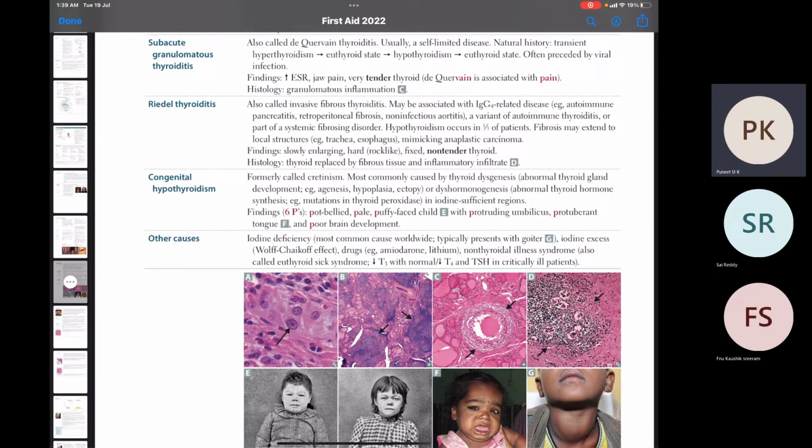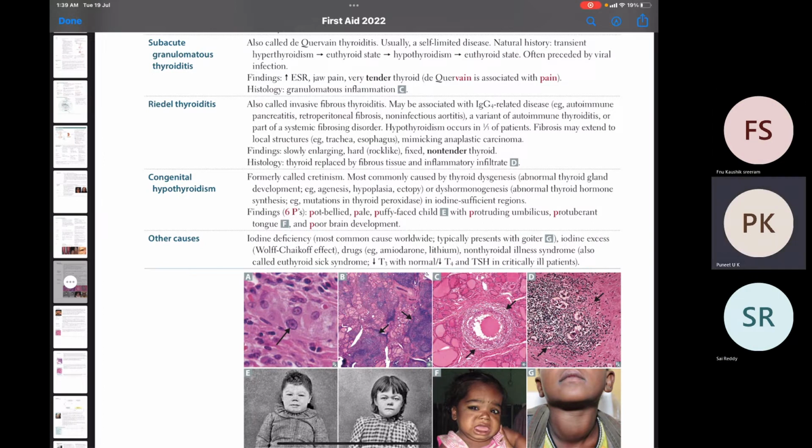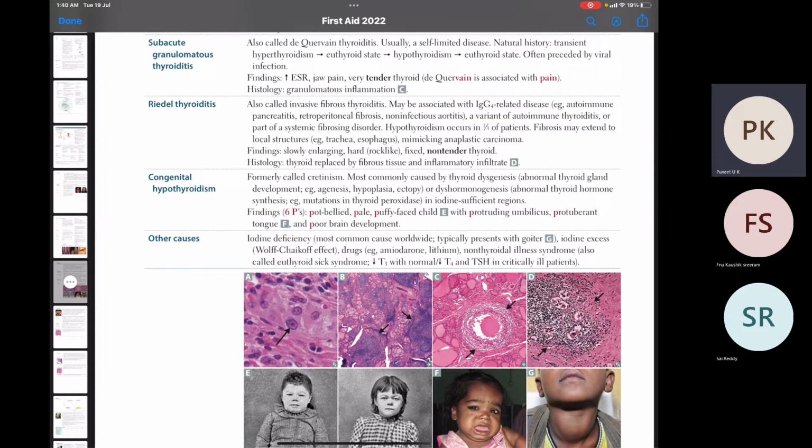So basically, when do you think the kid will present? After a week. Why not at birth? At birth, the mother's thyroxine usually forms a protection. The kid will start presenting to you after a week. The symptoms are the same as any hypothyroid patient. Only thing is the kid will be pot bellied and there will be protruding umbilicus.